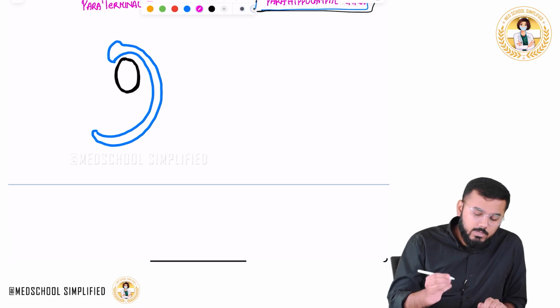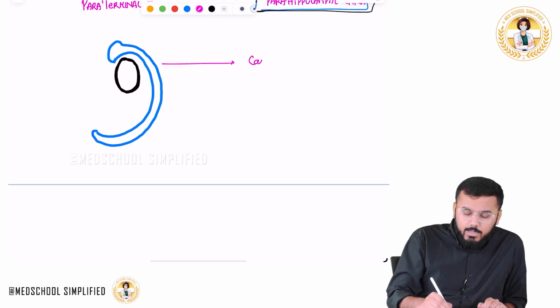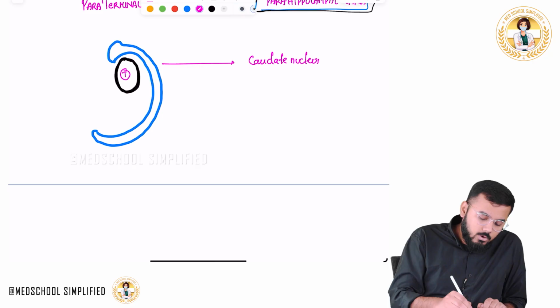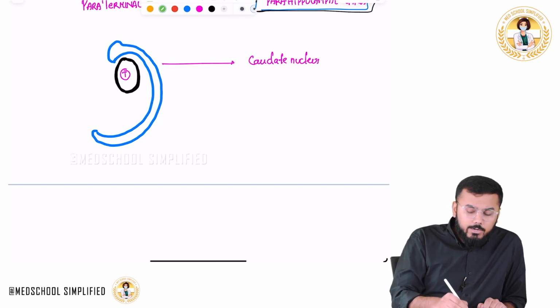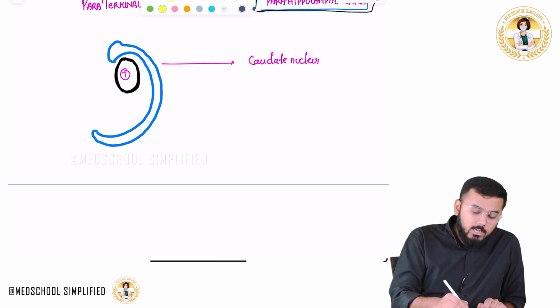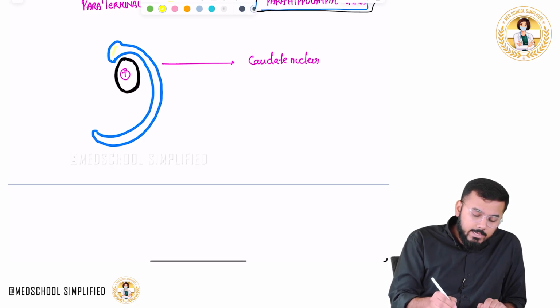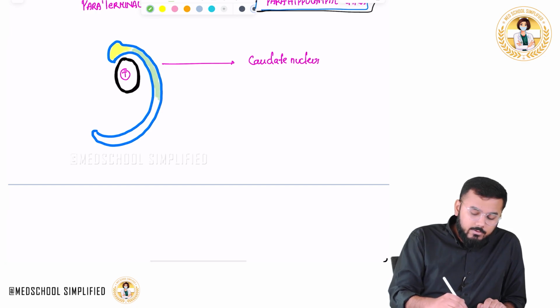So this one is your caudate nucleus, and this is your thalamus. Now this caudate nucleus has some very important points. For example, this part which I am highlighting right now is called the head of the caudate nucleus. And after the head, this entire part, whatever you can see right now here, is called the body of the caudate nucleus.